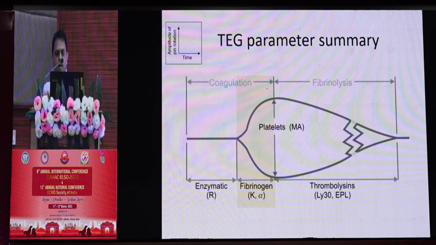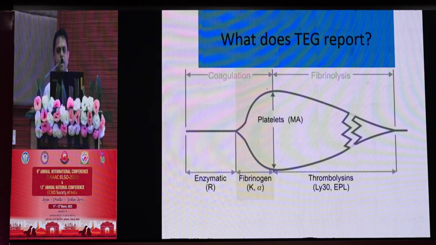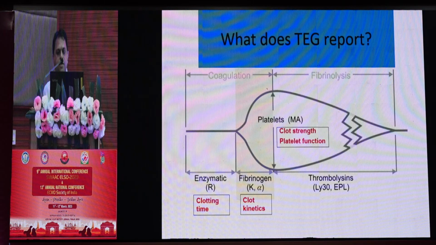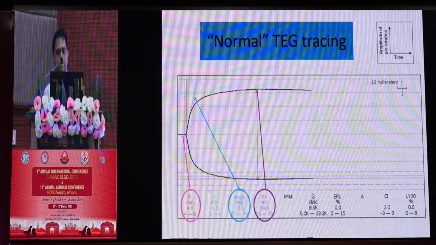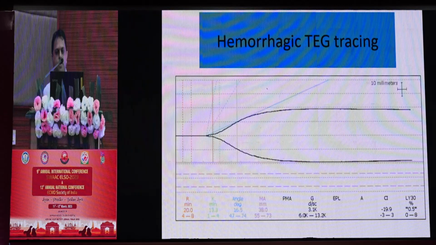In summary of the graphs, you have an R time, a K time, a lysis time, and an MA, and this is all that you get once you do either a TEG or a ROTEM. The nomenclatures might differ, and then you get the clot kinetics, etc. So this is how a normal TEG tracing looks. Here you have the R time, the clot kinetics, the maximum amplitude, the lysis time, and the coagulation time.